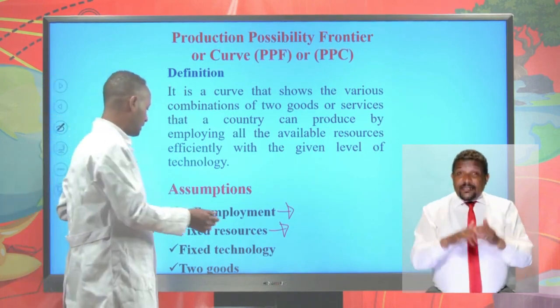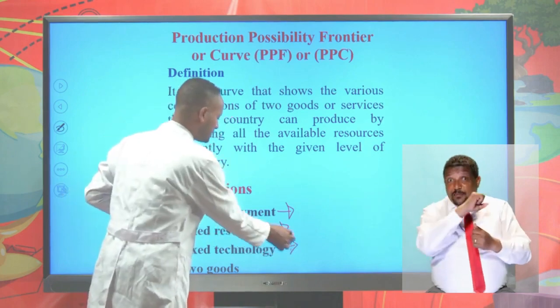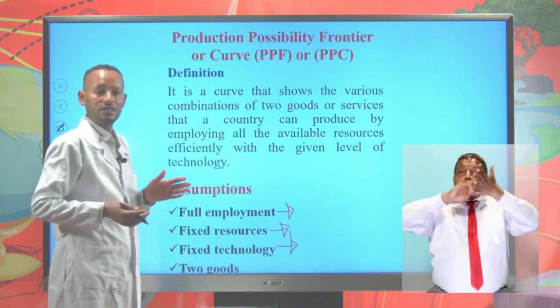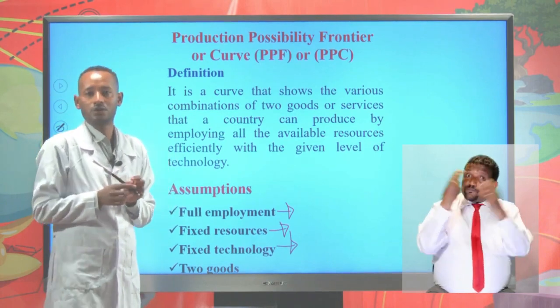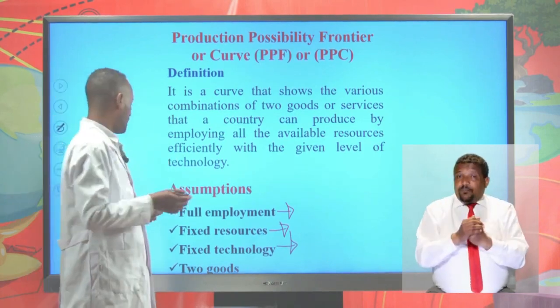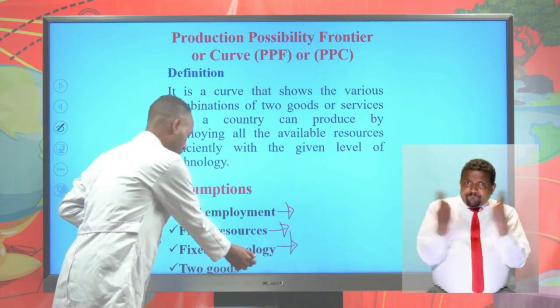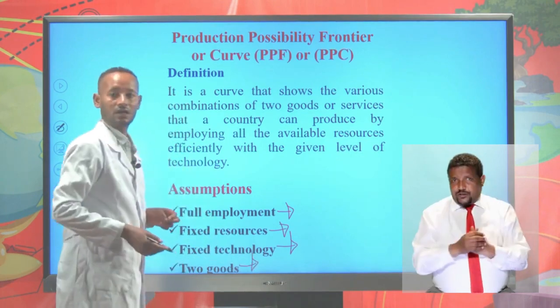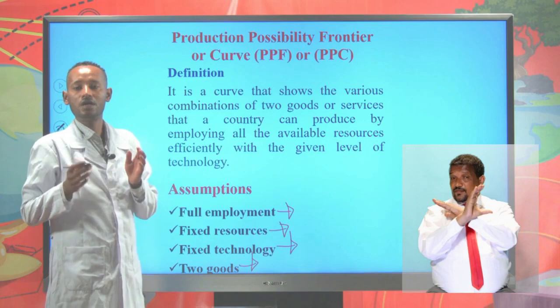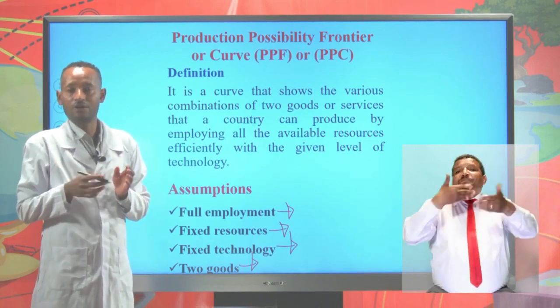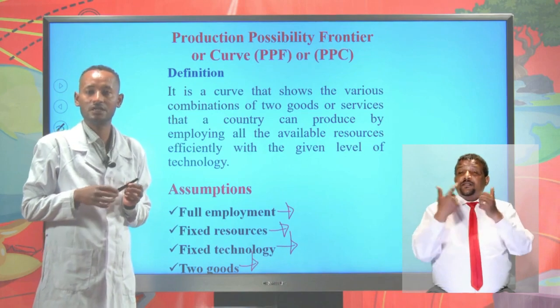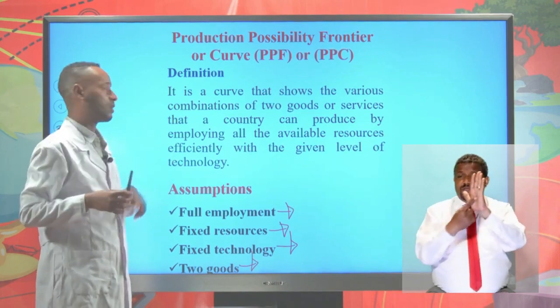The other assumption is fixed technology. The country is producing the two commodities by employing only the available resources. And finally, we employ only two commodities. As an assumption, the country can produce only two commodities. This is for the sake of simplicity. In order to make the illustration easy, we will take only two commodities.